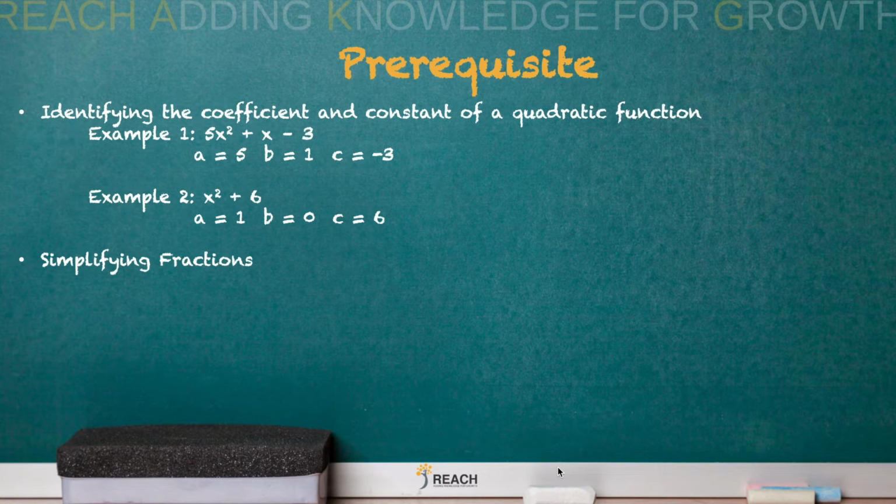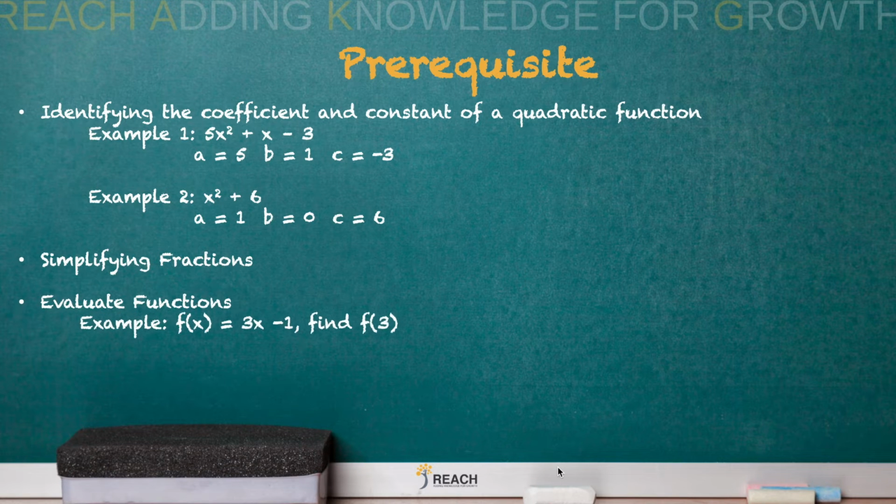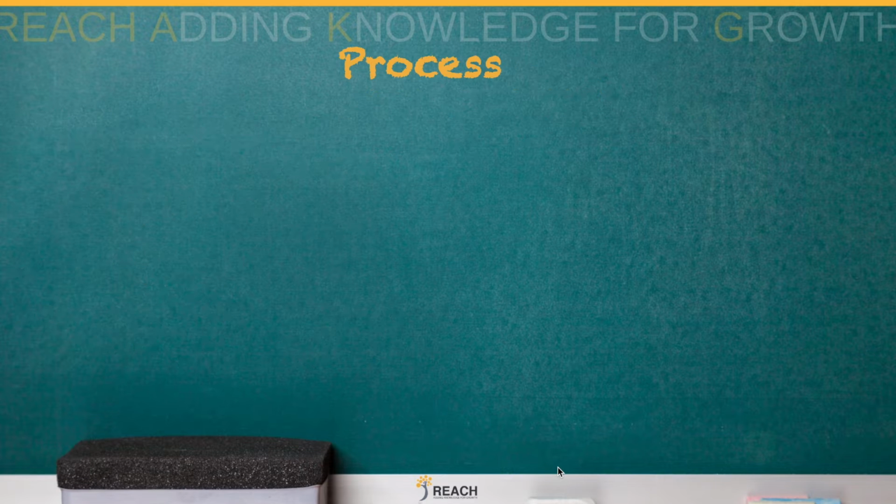Knowing how to simplify fractions is going to be very helpful, and know how to evaluate functions. Let's look at a quick example. If I say, hey, plug in f of 3, f of 3 just means go to that function and replace x with 3. So we get 3 times 3 minus 1. The answer is 8.